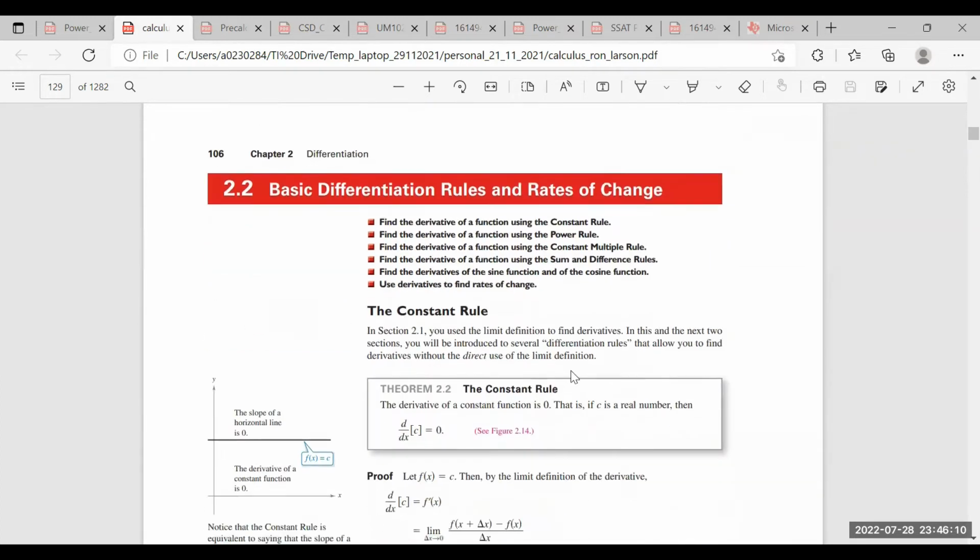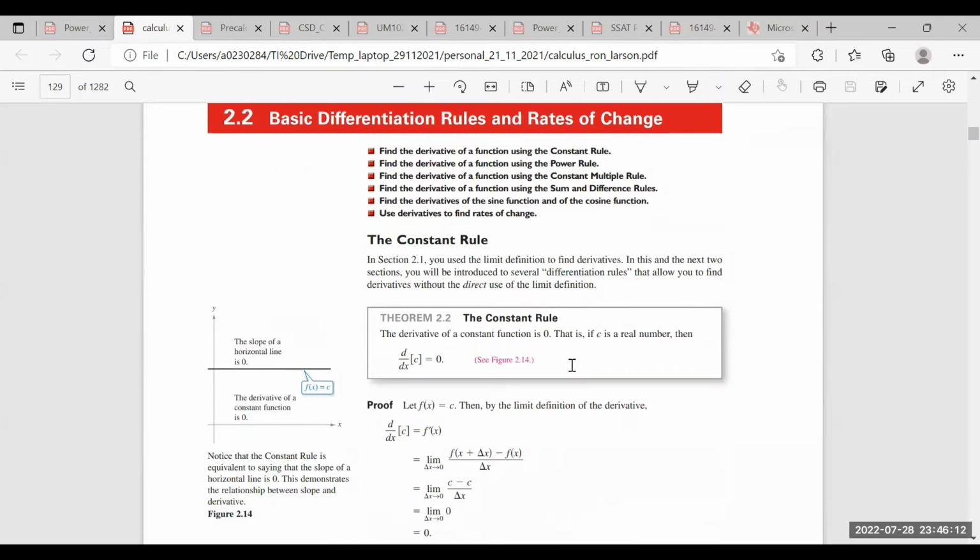Starting off with constant rule. The constant rule states that the derivative of a constant, that is d by dx of 2, 3, 4, 5, any number, the derivative of a constant function is equal to 0.